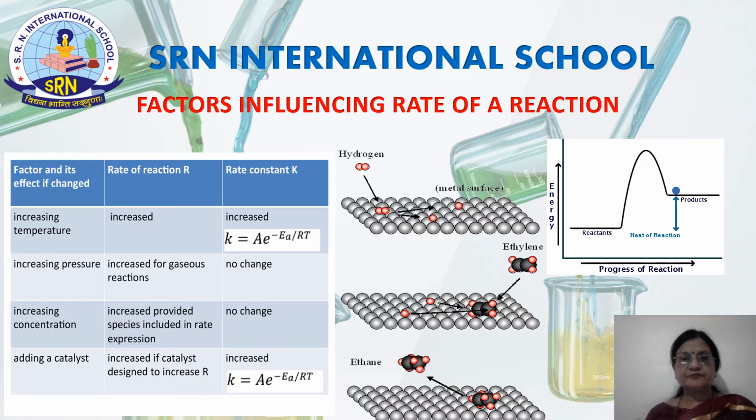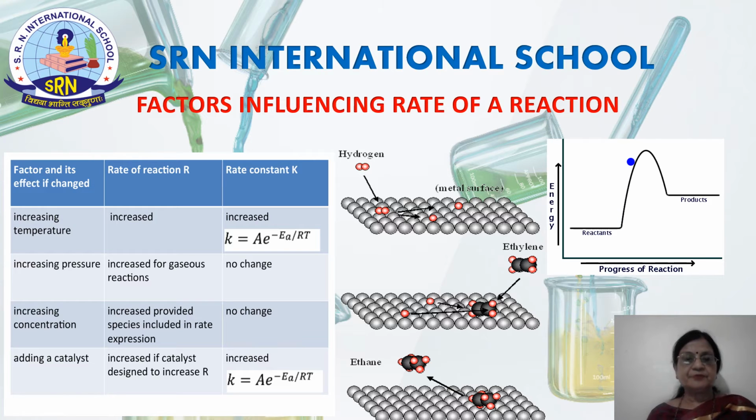So the difference of the energy of reactants and products is called the heat of reaction, that is given by delta H. And this heat of reaction can be exothermic or endothermic depending upon the difference of energy of the reactants and products. And one more figure is shown here where this metal surface is acting as a catalyst.